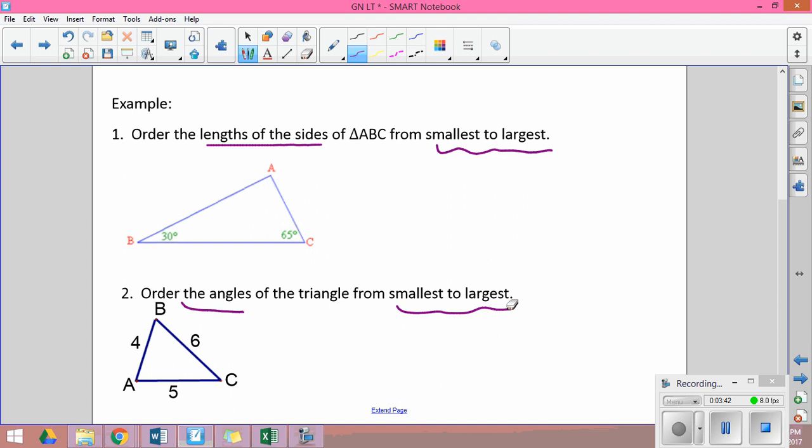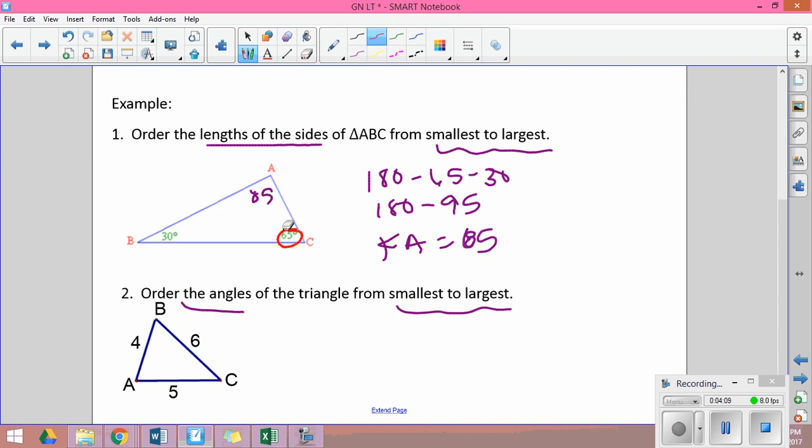So what I like to do in this problem, you see that we only have 2 angles. So I have to take 180 minus 65 minus 30 to find that third angle, minus 95. And so angle A is 85 degrees. And so I think it's very simple to come in and say littlest one. So here's my littlest one. So this is 1, 65, this is 2, 85, this is 3. And so I have that AC is less than AB is less than BC. And I just order them least to greatest.